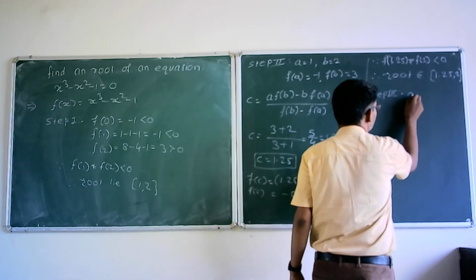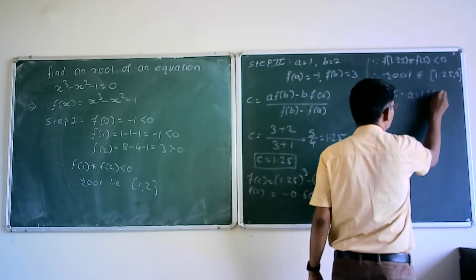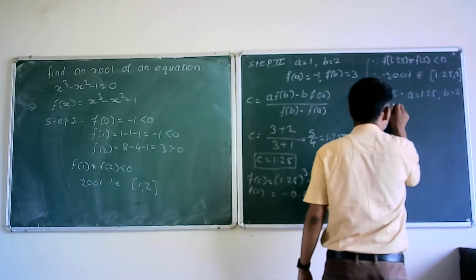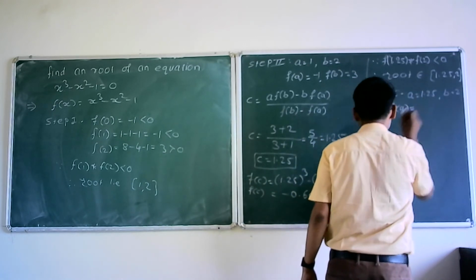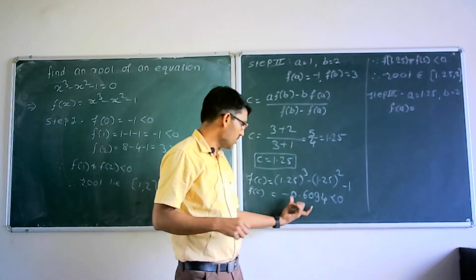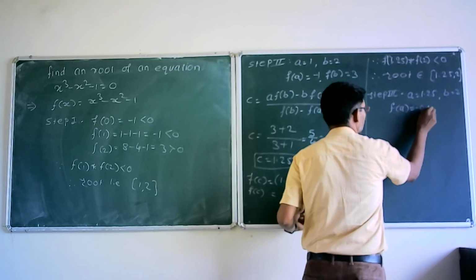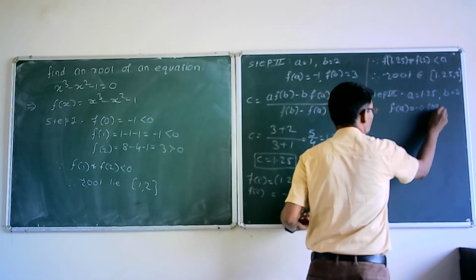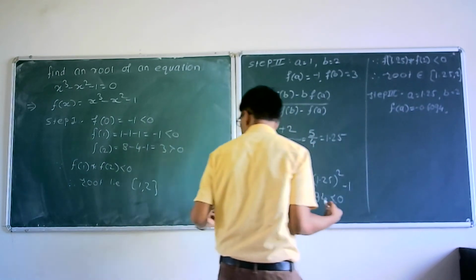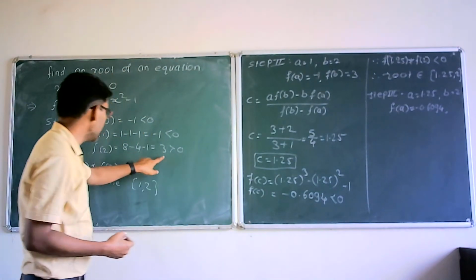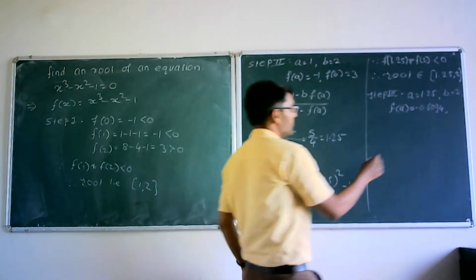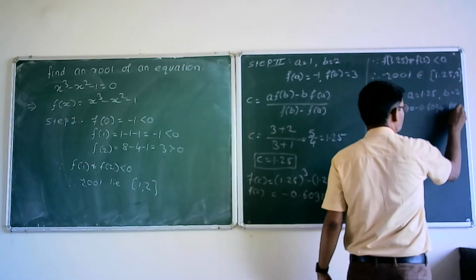Again, our a is what? 1.25, b is 2. f of a we have already calculated in step number 2, minus 0.6094, and f of 2 we have calculated here. f of 2 is what? 3. f of 2 is equal to 3.